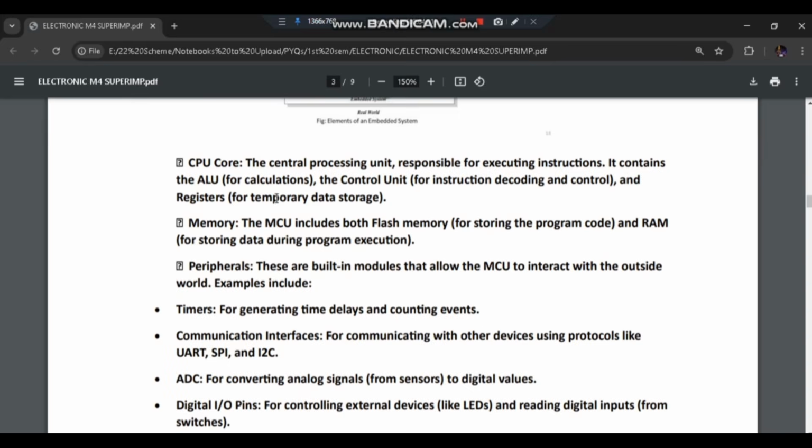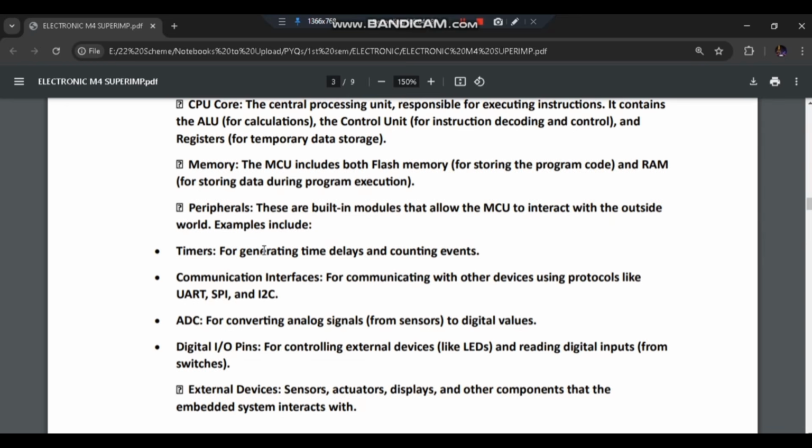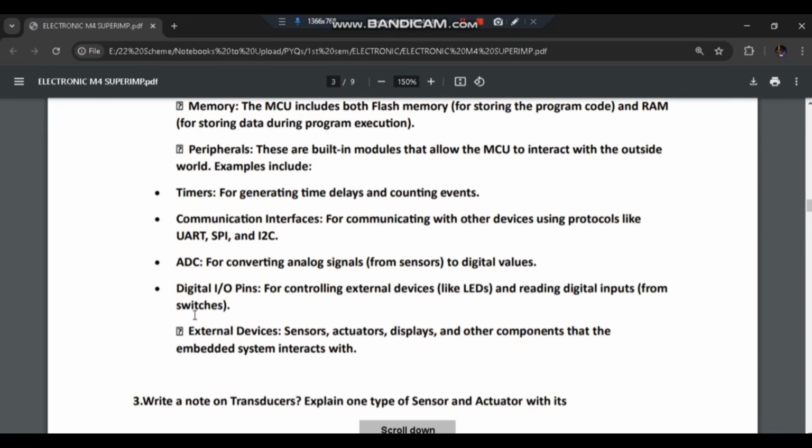Inside each of these we have the CPU core, which is the actual place where the calculations happen. The control unit and registers are present, and the memory includes both the flash memory and the RAM. Peripherals handle how to interact from the internal world to the external world. These are nothing but the USB ports where we can plug in and connect another device. So those things are peripherals, the input output devices. Timers and communication interfaces are present. Other devices and protocols like UART are used, and analog to digital converters. Digital IO pins are used, and external devices like sensors and actuators are also used. So all of these form an embedded system.